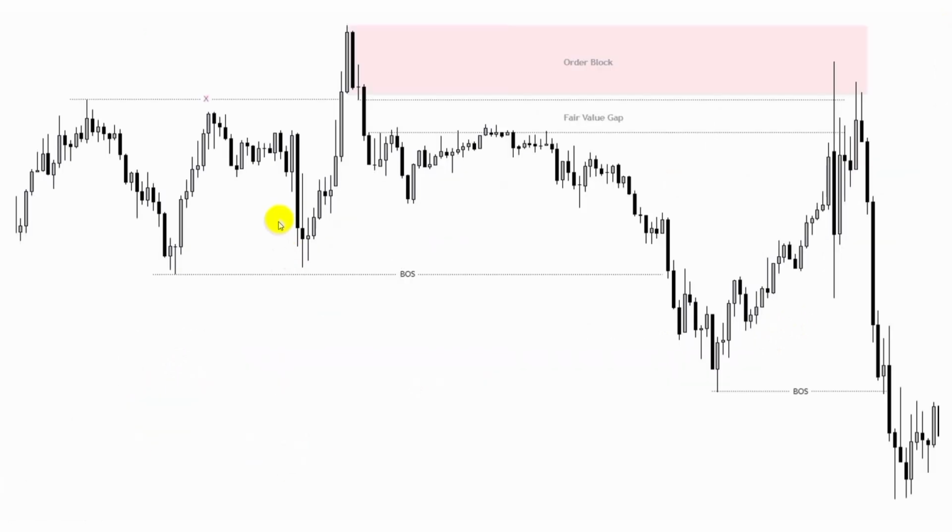So in this bearish example, what we can see is price took out this liquidity. This is the last up close candle before the bearish move to the downside that broke structure.